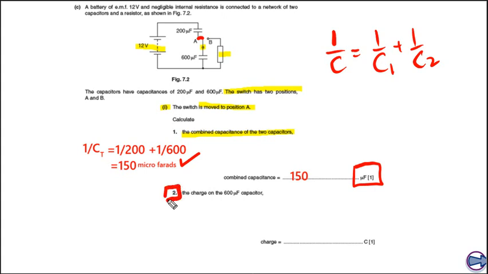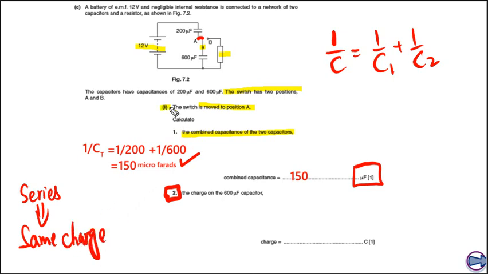This is C2. You can see here we need to find the charge on the 600 microfarad capacitor now. As we understand, these two capacitors are connected in series, so it means they have the same charge. This is the key concept, and we have to be quite clear about this one.